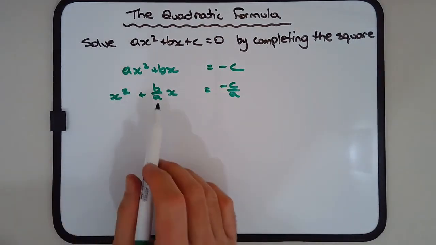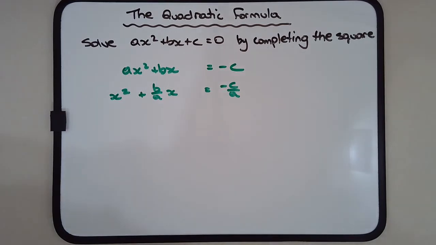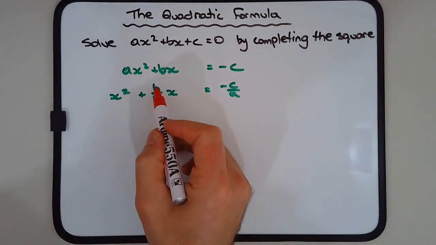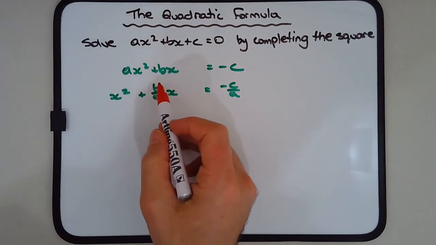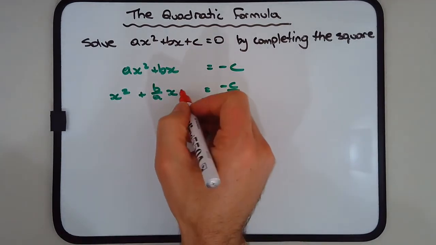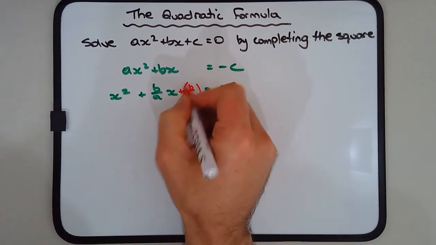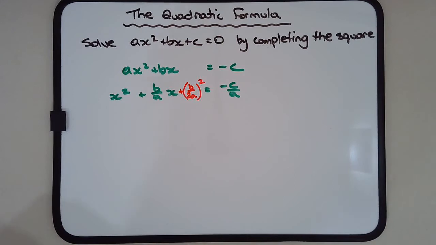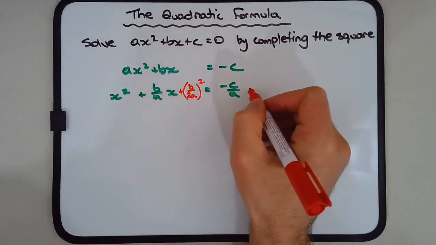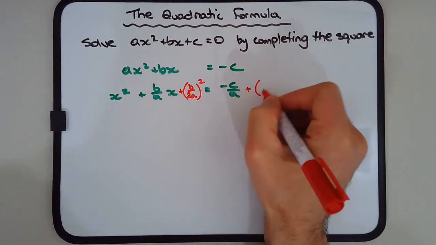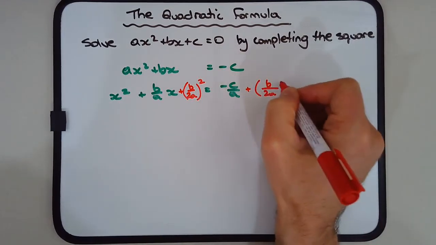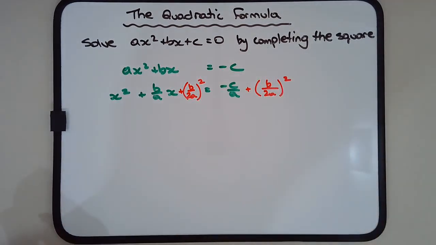Now let's complete the square on the left-hand side. So what's half of b on a? In other words, b over a, divide that by 2, is b on 2a. And we're going to square it, because that's completing the square. So it's sort of what we've been doing before. But what you do to one side, you do to the other, of course. So we're going to add on b over 2a all squared, so it keeps the equation nice and balanced, still valid.